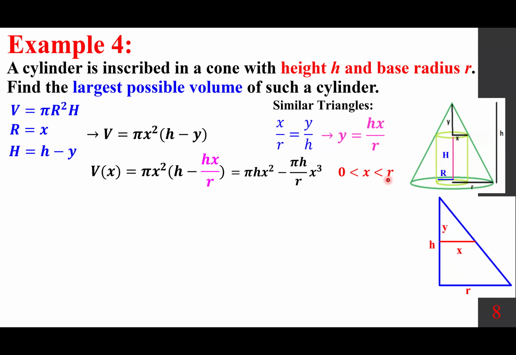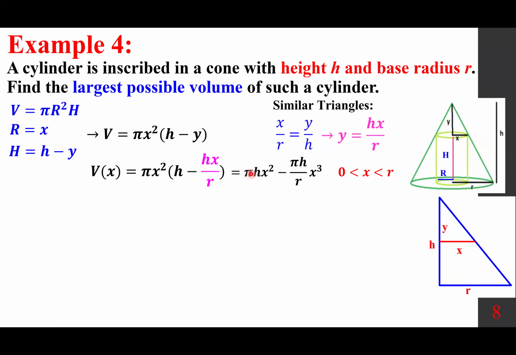One more time. Why is it positive? Because if it's 0, there is no cylinder. Why is it less than r? Because r represents the radius of a cone. If it's equal to r, it will actually be outside it. So having said that, let's go with calculus now.